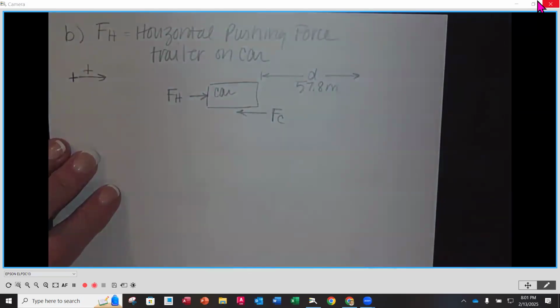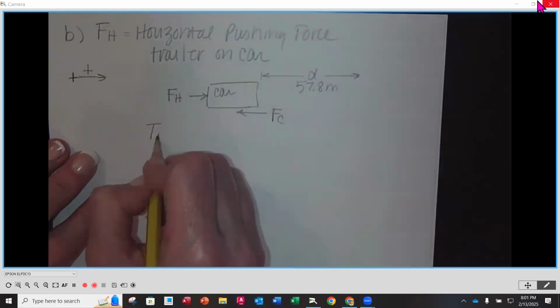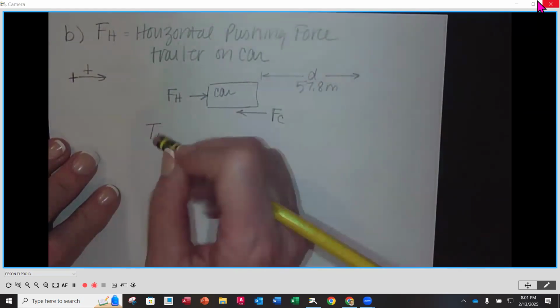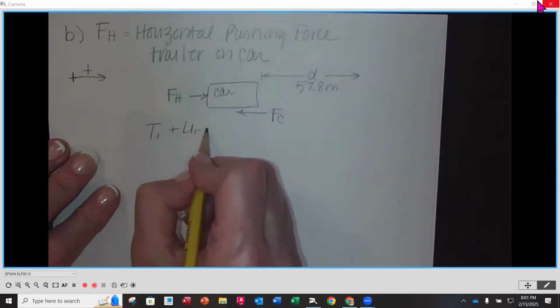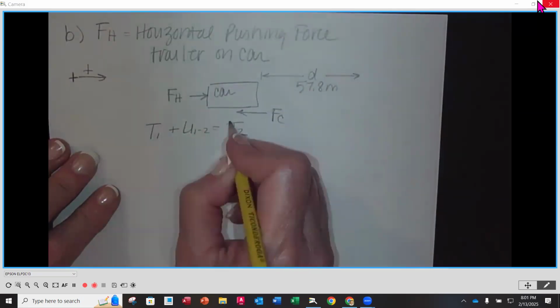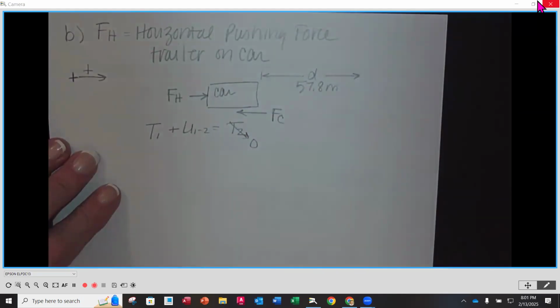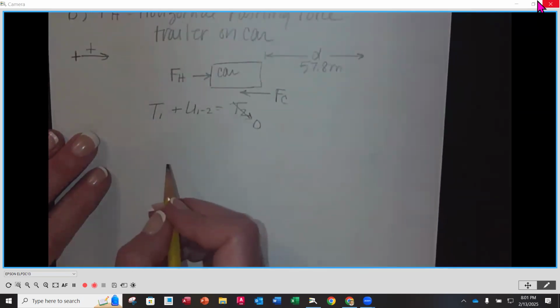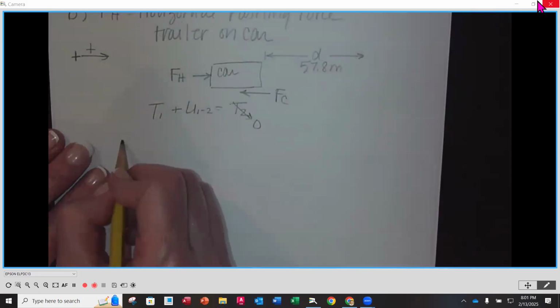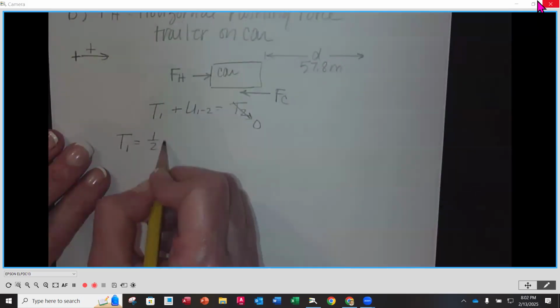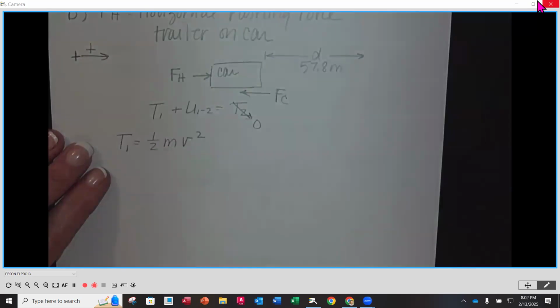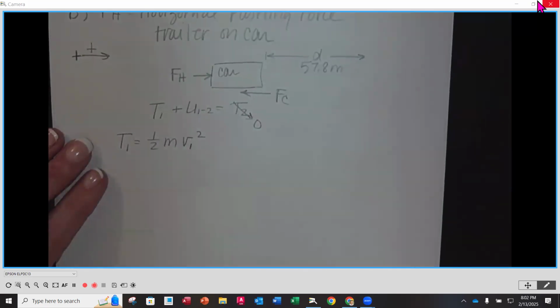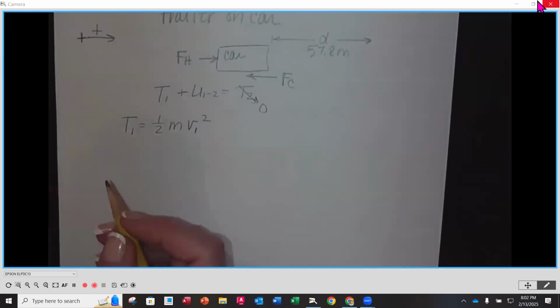Now we're again going to use the work energy theorem just on the car. So we're going to say T1 plus U1 to 2 is equal to T2. And we know that T2 is equal to 0 because we're going to be stopping at that point. So we've got to figure out T1 and U1 to 2. We'll do T1 first here. So T1 is equal to 1/2 mv squared. Okay, and that's going to be mv1 because that's where we're starting. That's where the velocity is.